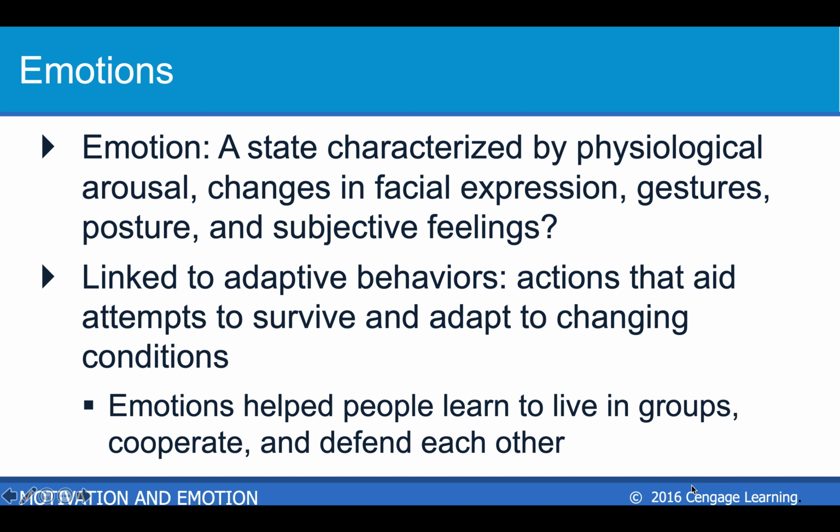We do know that emotions are linked to adaptive behaviors, and adaptive behaviors are any actions that aid in our attempts to survive and adapt to changing conditions. So having different emotions helps people learn to live in groups, cooperate, and defend each other. If someone walks up to you and they're smiling, you can assume that they're friendly and they're not going to be a threat. But if they walk up to you with this really angry facial expression like you see in the haka, you're going to be intimidated and you're going to probably leave them alone or be ready to battle.